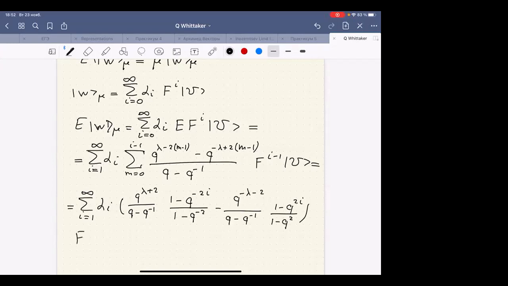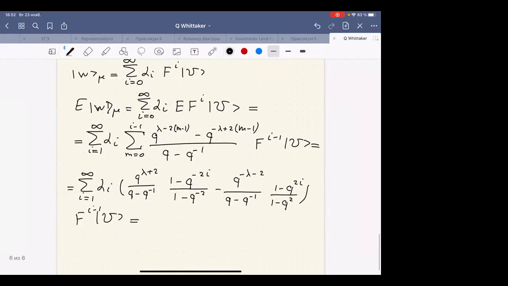I hope it is correct. Now we can simplify. Let me see how we can simplify.